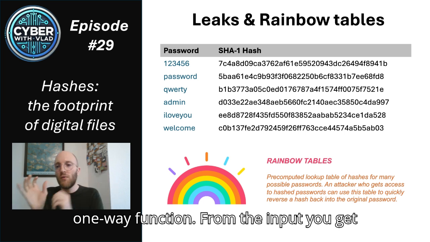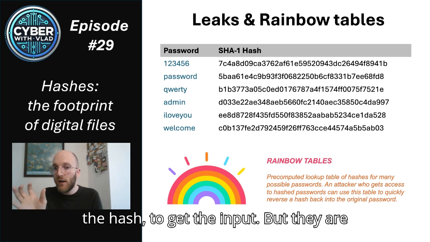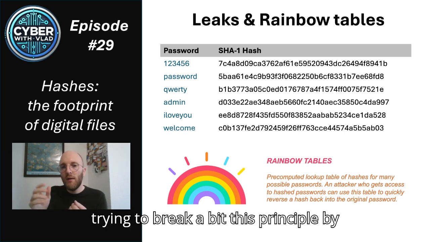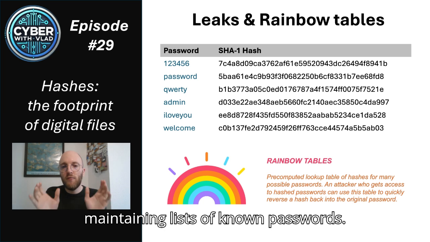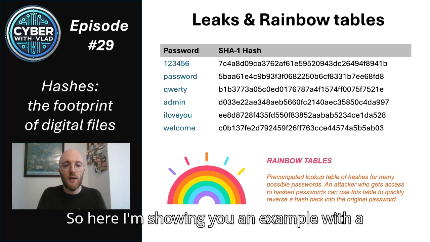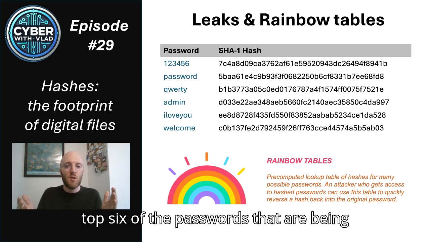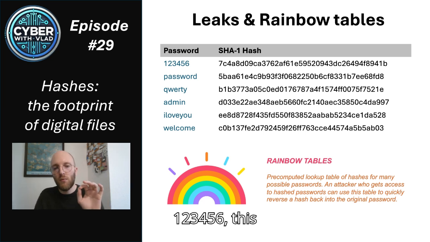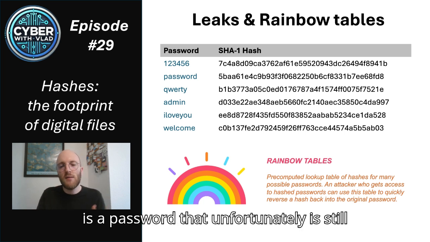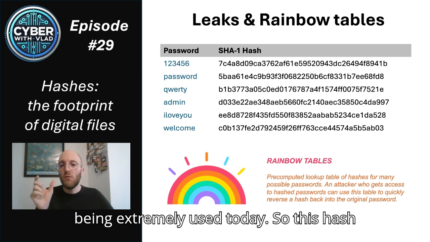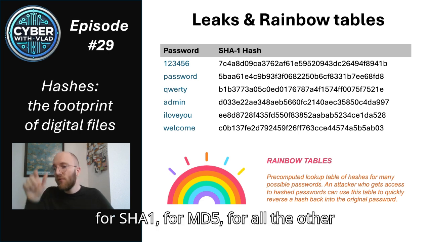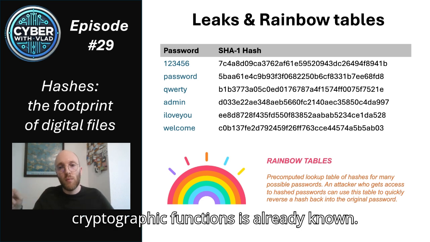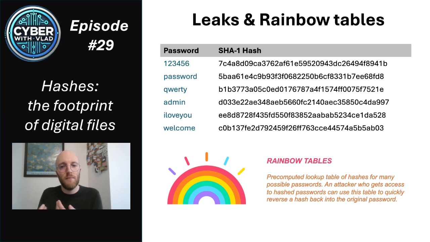From the input, you get a hash, and you should not be able, from the hash, to get the input. But they are trying to break this principle a bit by maintaining lists of known passwords. So here I'm showing you an example with a top 6 of the passwords that are being used. So for example, 123456. This is a password that unfortunately is still being extremely used today. So this hash for SHA-1, for MD5, for all the other cryptographic functions is already known.